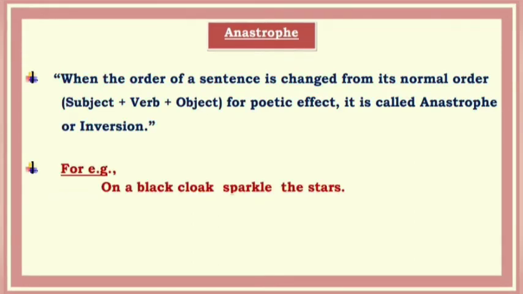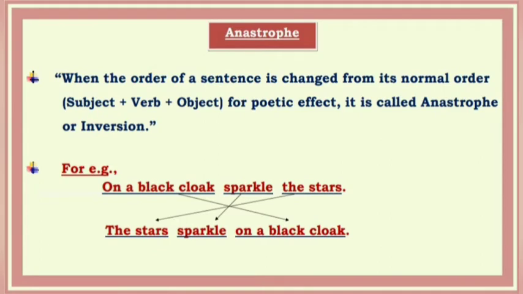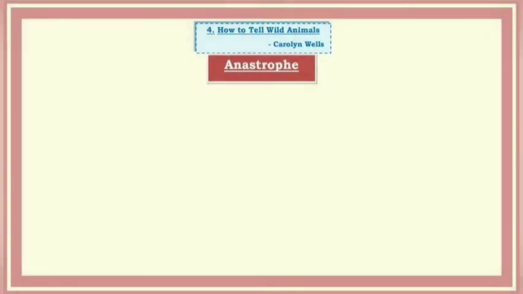For example, on a black cloak sparkle the stars. Here the word order is changed from the normal word order, that is, the stars sparkle on a black cloak. So, this is an example of anastrophe. Now let's examine the use of anastrophe in the poem.